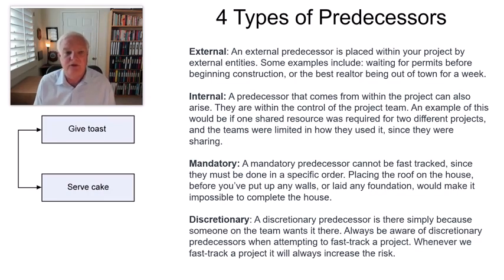Now, there's different types of predecessors in this logic that we talk about. There's external, internal, mandatory, and discretionary. So let's talk about these predecessors. An external predecessor is placed within your project by external entities. An example would be waiting for permits before a construction activity could start, or the best realtor being out of town for a week. Those are external predecessors that could prevent you from starting something on time, and these are predecessors that you want to make sure you line up.